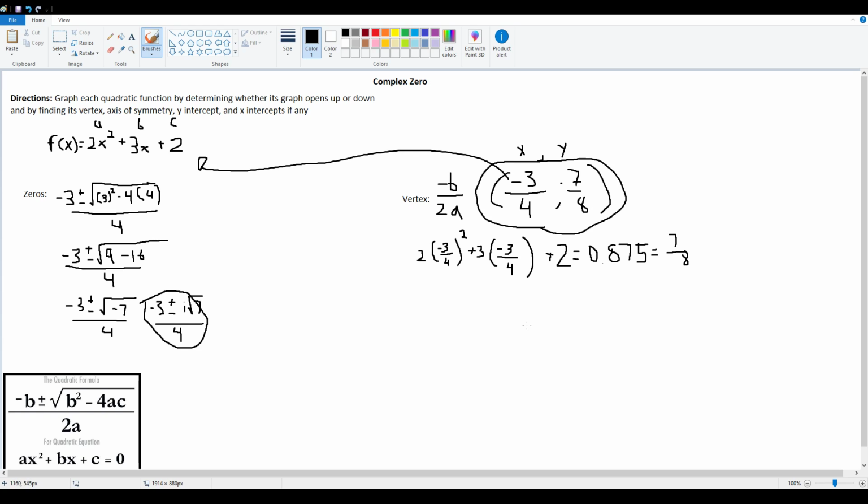Now we're going to have to plot this on a graph. Make our graph real quick. Now that we know our vertex, which is negative 3/4 and 7/8, it will be somewhere here, in between 0 and 1. I kind of made my graph badly, so it's not that great. And then we have our y-intercept, which is 2. 2 will be right here. So this point is 0, 2. And we obviously know our vertex, negative 3/4 and 7 over 8.